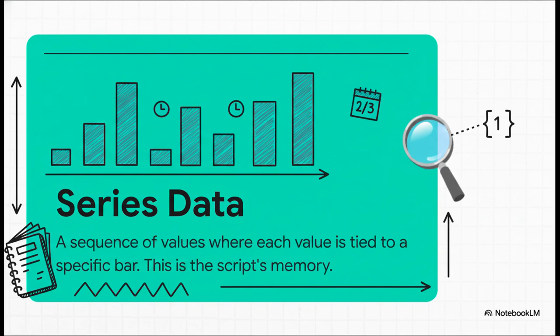This series is the script's memory. It's the accountant's finished bound ledger. So when you write something like close[1], you're just telling the accountant, hey, flip back one page in that ledger and tell me what you wrote down.